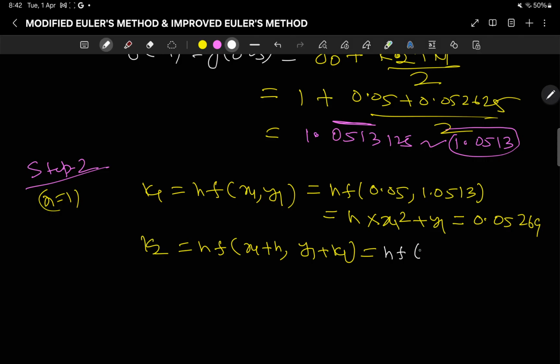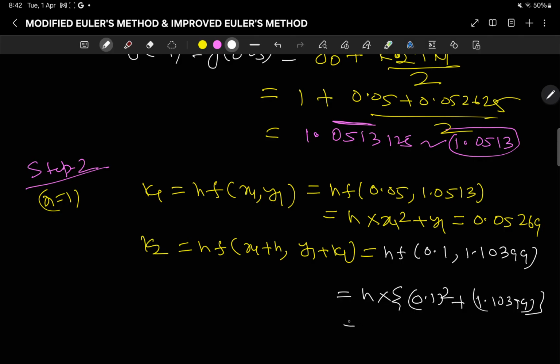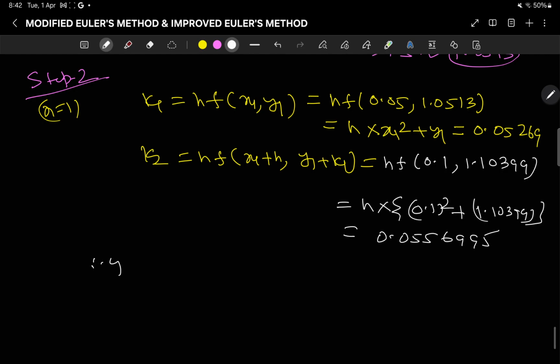And k2 is h f(0.1, 1.10399). So if I multiply h into (0.1 square plus 1.10399) and simplify, you will get 0.0556995. Therefore your y2 is y(0.1).